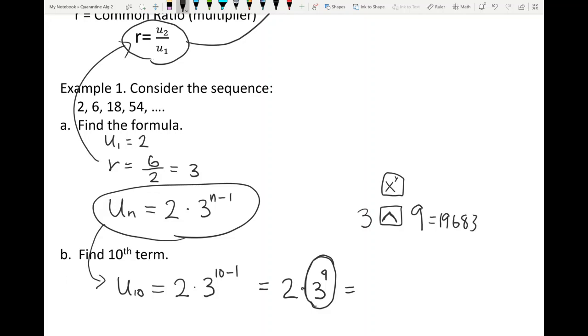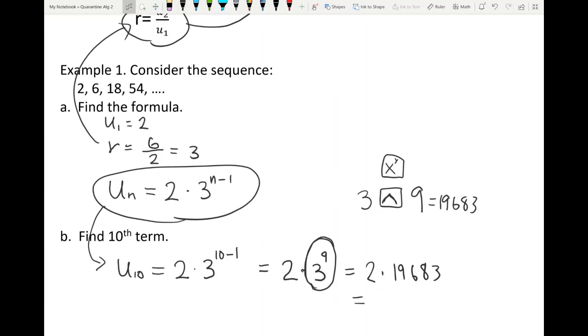19,683. Okay, so we need to do 2 times 19,683. And the answer will be 39,366.